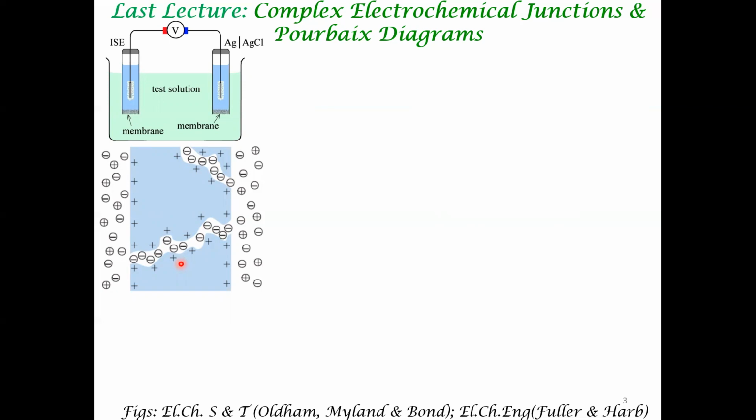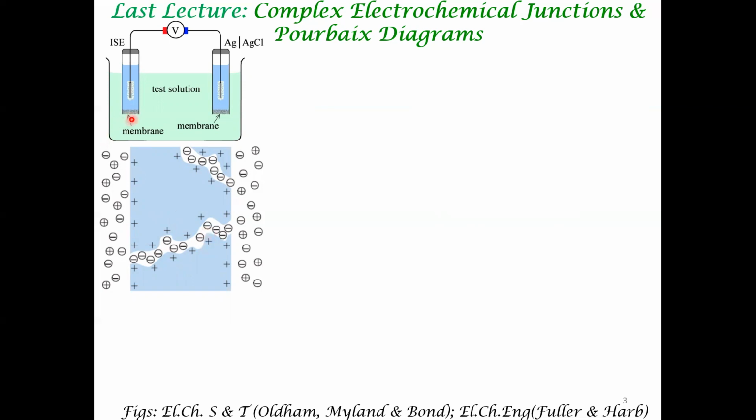The most famous ion selective membrane in electrochemistry is called the Nafion membrane. It is selective to protons, and it has a negative wall charge. So how does this ion selective membrane work?